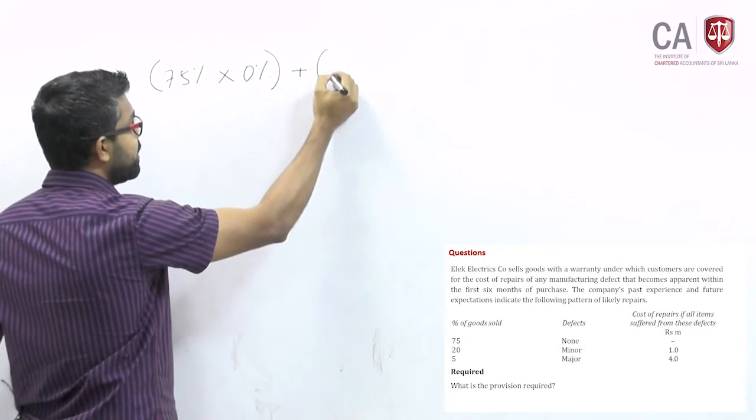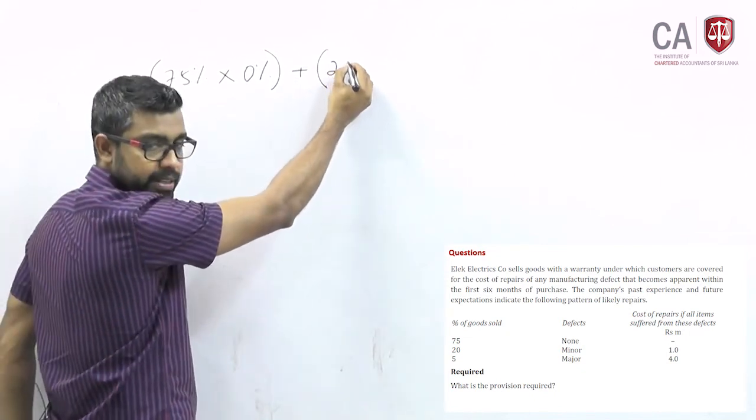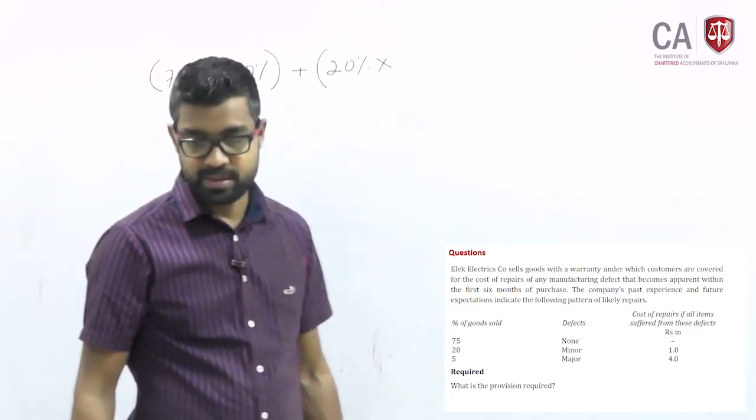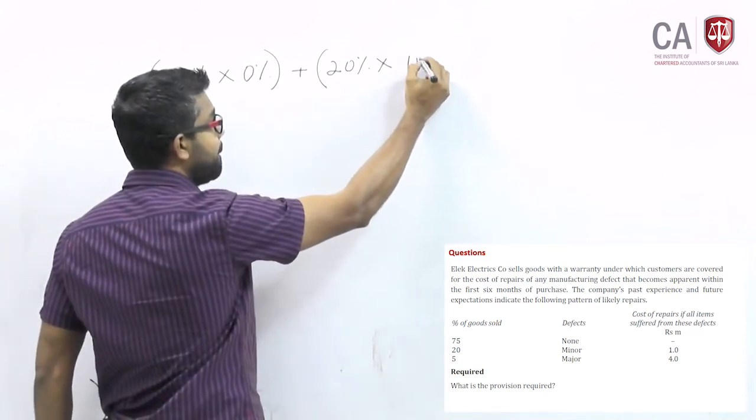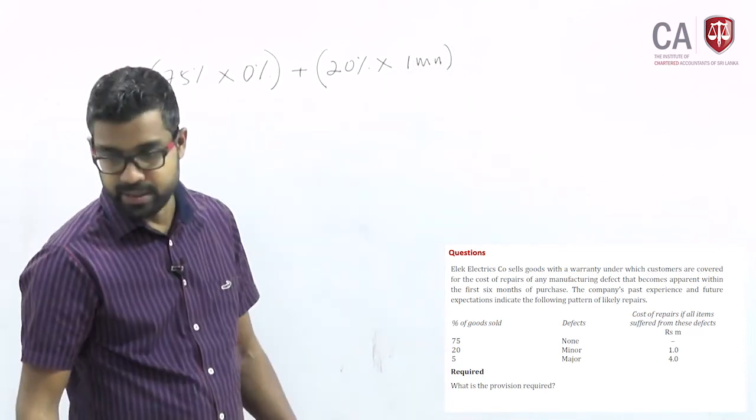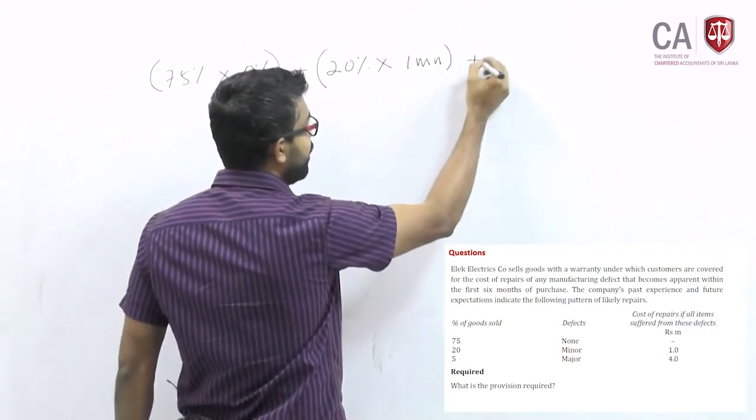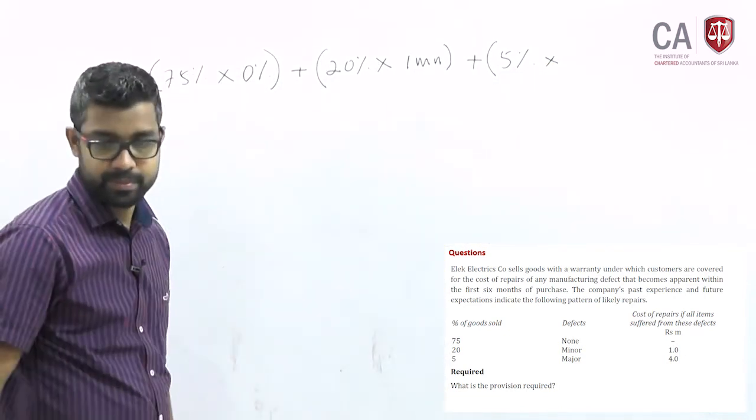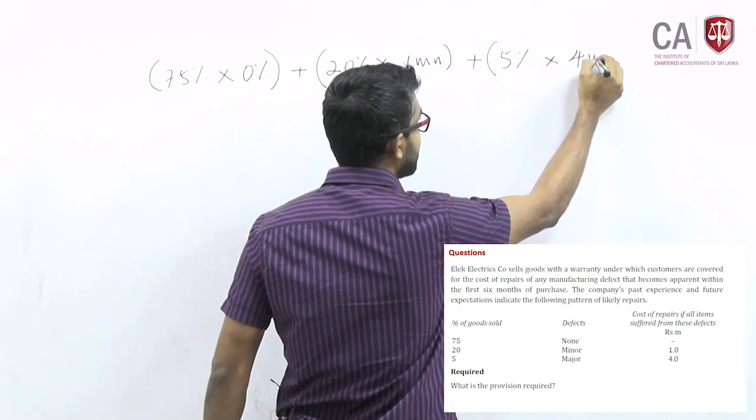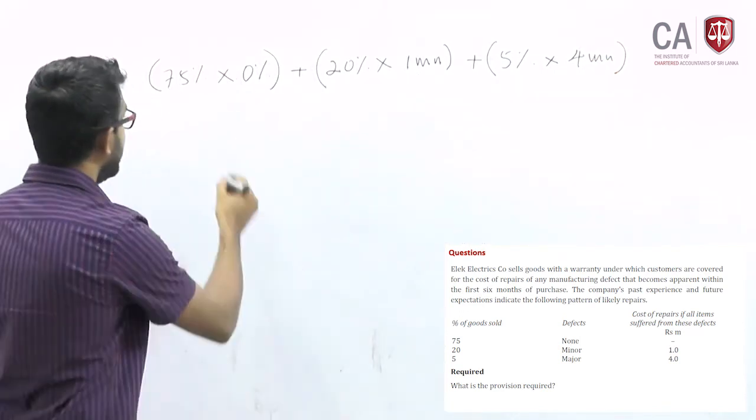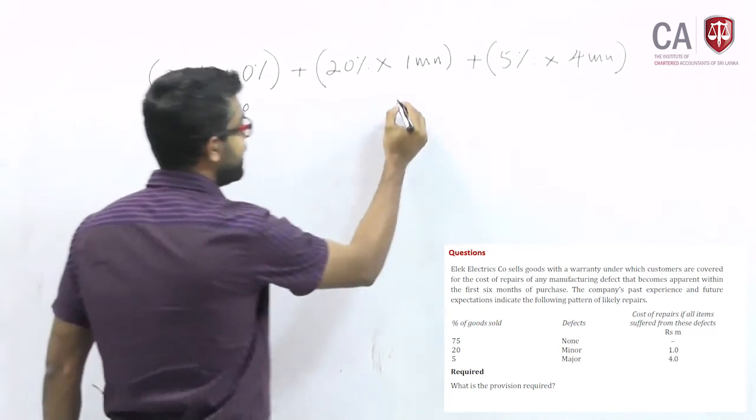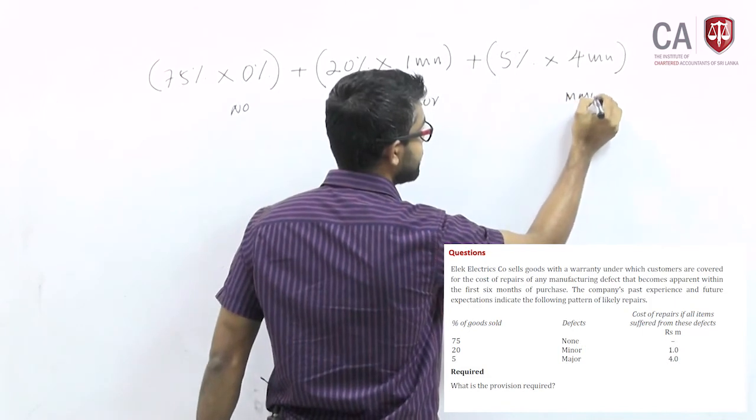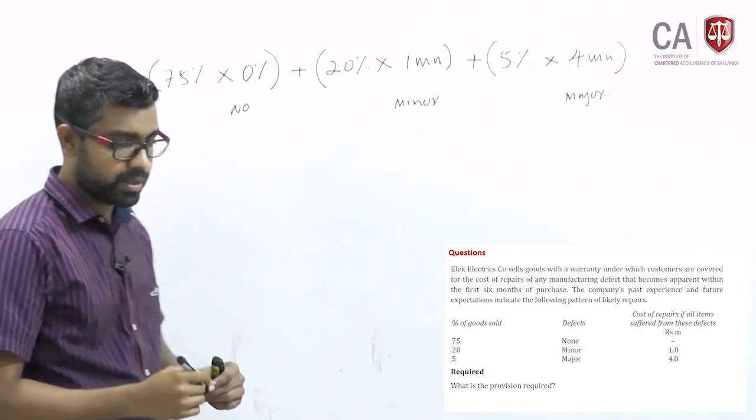plus 20% of the goods sold with minor defects. Repair cost how much? 1 million. I think millions, right? Yes. 5% of the goods sold with major defects, 4 million is the repair cost. Here no defects, here minor defects, and here major defects. Now calculate the provision, right?